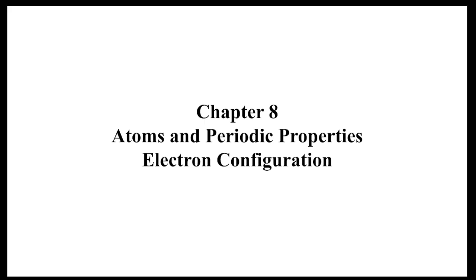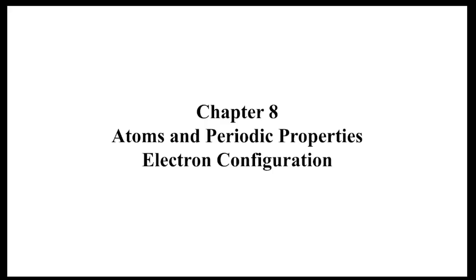In this section, we will talk about electron configuration in modern atomic theory. Electron configuration is how electrons are distributed among an atom's shells, subshells, and orbitals. Understanding electron configuration helps us explain the chemical reactivity, bonding, and periodic trends of elements.